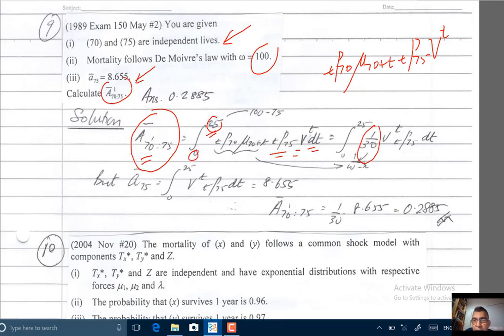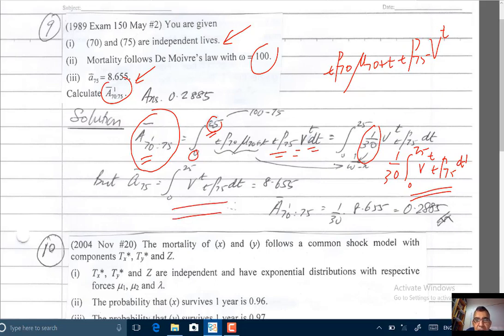And then I can write my function, taking out my 1 over 30. I'll get 1 over 30, integral from 0 to 25, V to the t, Tp75, dt. Now this thing here, we know the value because they gave me A bar 75. They gave me this value, 8.655. Take this number and divide it by 30, you will get 0.2885. Good.